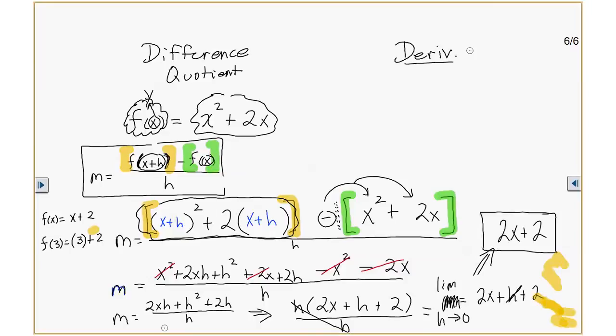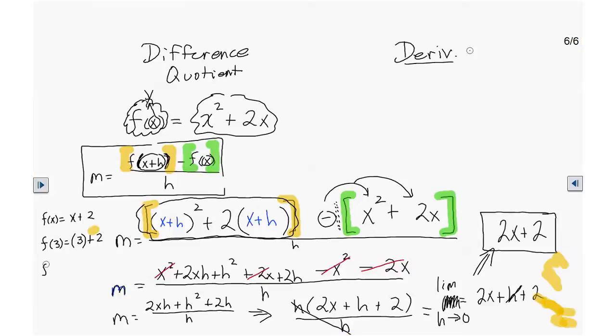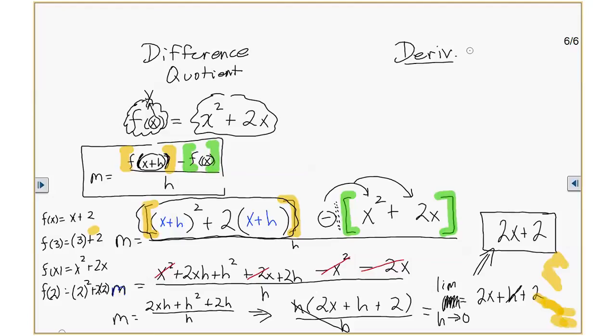Just like you did here. If I had f of x equal to x squared plus 2x, what's f of 2? That's equal to 2 squared plus 2 times 2. Wherever there's an x, you have to plug it in. So, if I draw it, what does it look like? Looks like a parabola. Check it on your graph. What does the graphing calculator say? Does it look like a parabola?